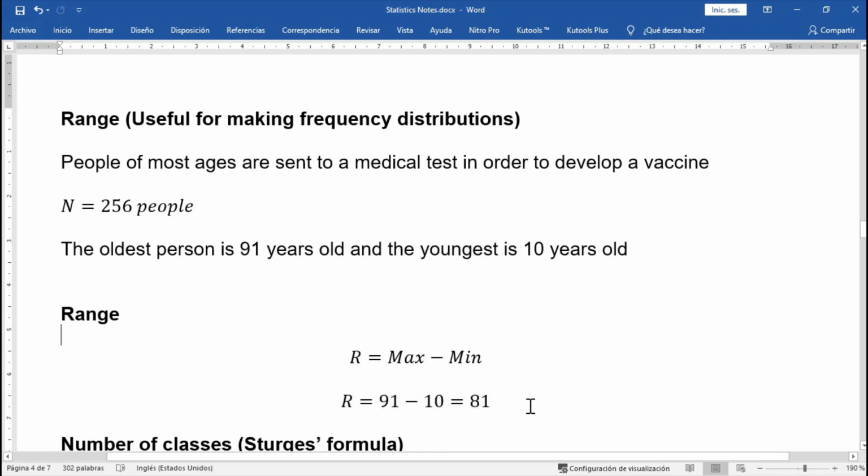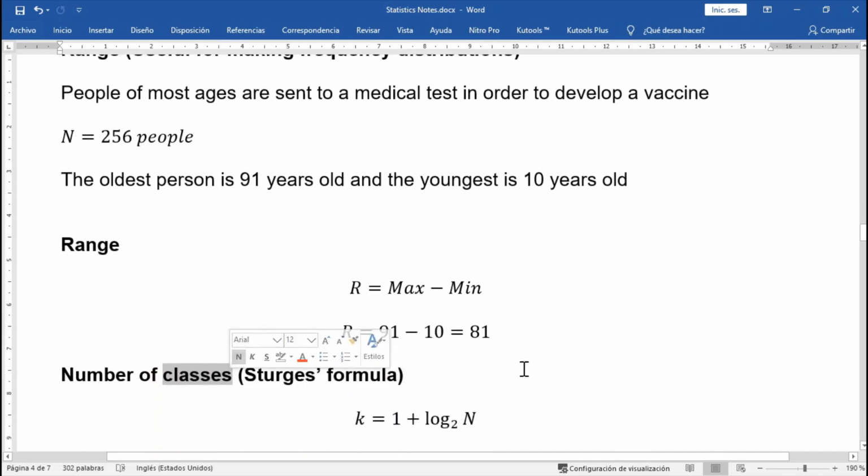And now we are going to learn a new concept in descriptive statistics, which is the number of classes. What is a class? We will talk about that in a little while, but for now, let's just learn the formula. This is the Sturges formula, named after the last name of the person who developed it. The formula is K, where K means the number of classes, equals 1 plus the logarithm in base 2 of n.